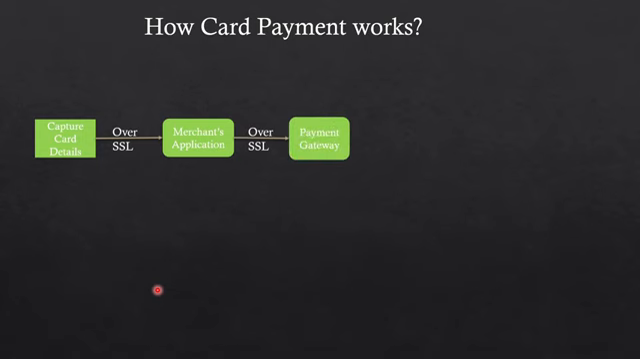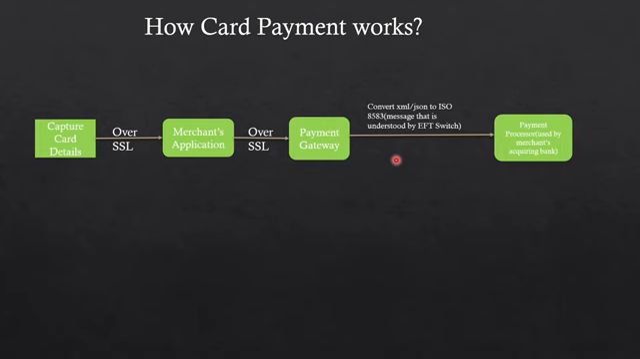What the payment gateway will do is, like we talked about, all these messages will be in XML, JSON, or whatever format the merchant application or the payment gateway understands, or whatever the merchant has decided to use for their application. But that does not work in the payment industry. So going forward from the payment gateway side, it will convert that XML or JSON, whatever message format it is, into the ISO 8583 standard, which we talked about before, which is understood by the EFT switches. This will be sent to a payment processor.